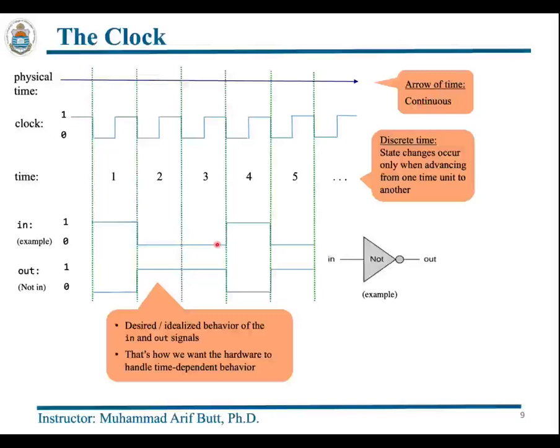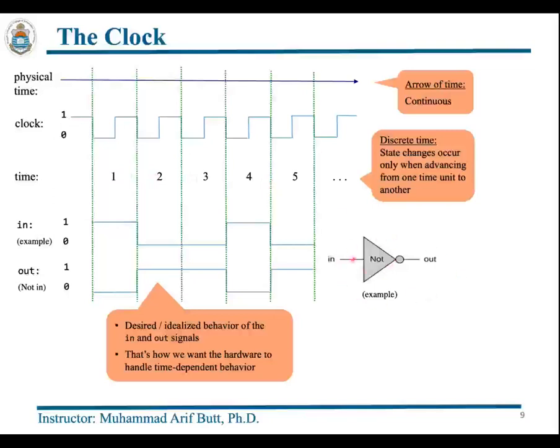Let us try to understand the concept of time. Well, as I have already said, physical time is a continuous entity. This is the clock delivering a continuous train of alternating signals, a tick, tock, tick, tock. And this is the discrete time, that is 1, 2, 3, 4, 5, and so on. A state change in a circuit occurs only when advancing from one time unit to another.